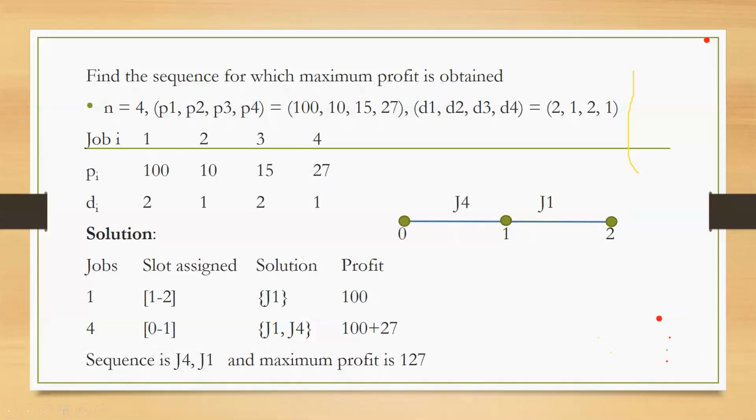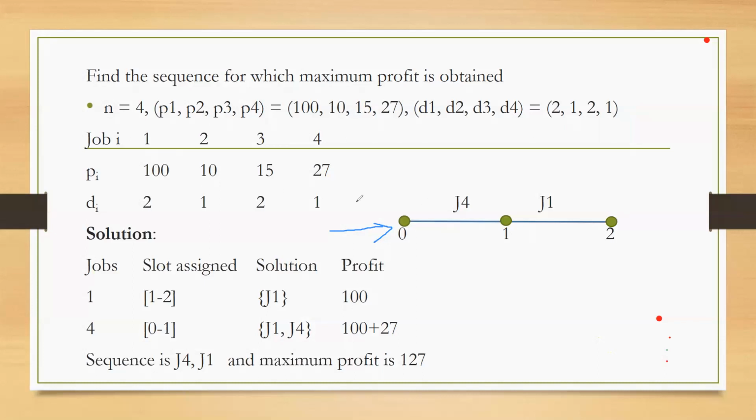So to solve this, consider this. First consider what is the maximum deadline. The maximum deadline is 2 hours. Job number 1's deadline is 2 hours, and job number 3's deadline is 2 hours. That means for this problem, the maximum deadline is 2 hours. So just plot a line which tells that there are a maximum of 2 hours of time. 0 to 1 is 1 time slot, and 1 to 2 is the second time slot.